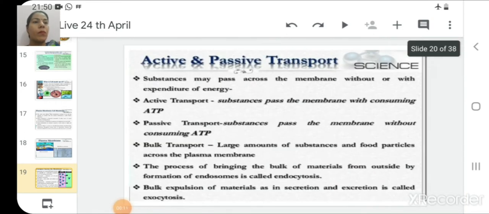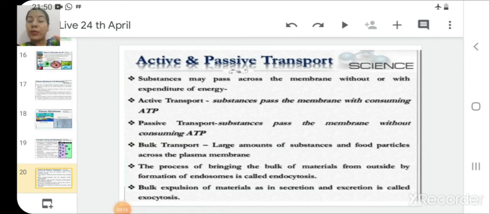Now I told you that the plasma membrane allows entry and exit of some of the molecules or some of the material across it. So it helps in transportation. In a cell, there are two types of transport, that is, movement of material: active transport and passive transport. Active transport is the transport which takes place with the expenditure of energy, energy in the form of ATP.